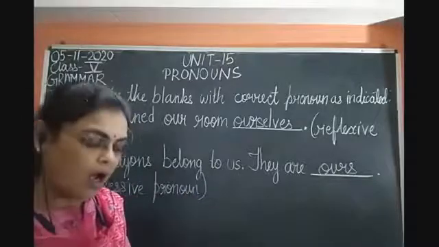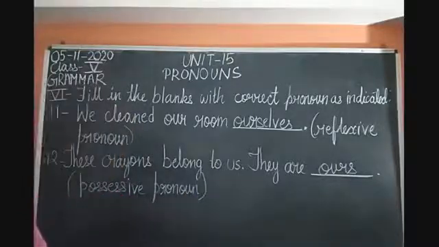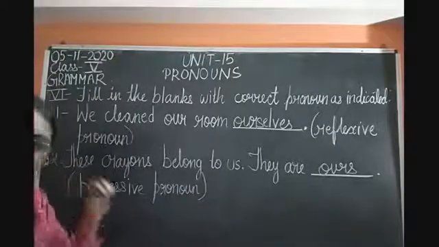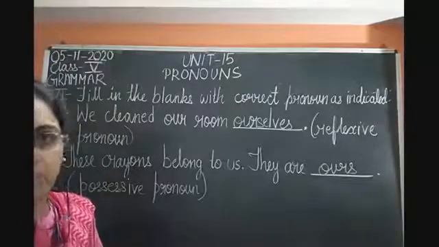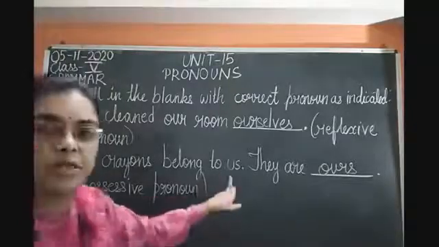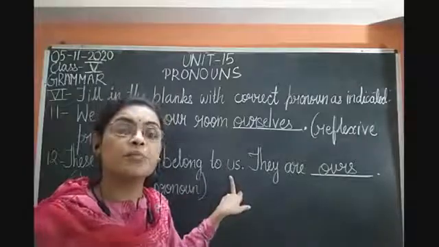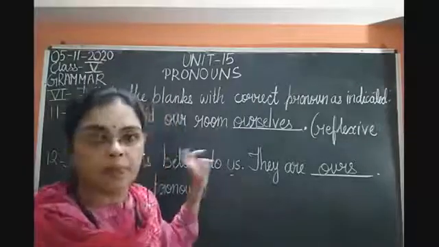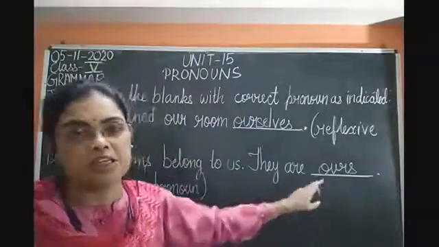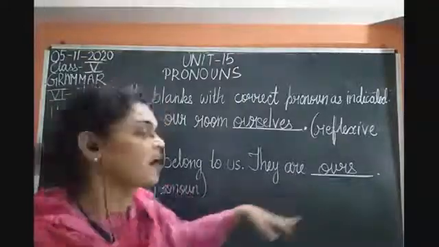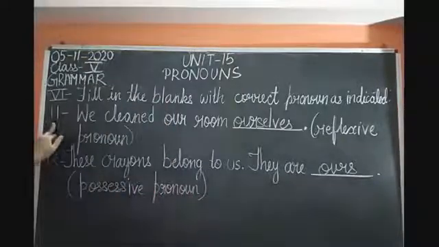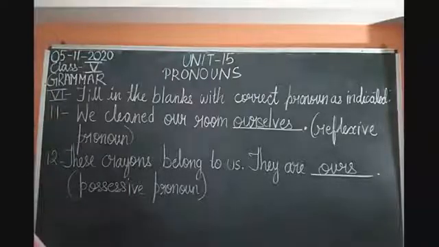They are ours. Fine. Please write fast, students. You have to learn the table. If you learn the table, your concept will be clear, that if the object pronoun for first person plural is us, the subject pronoun will be we and the possessive pronoun will be ours. Fine. So, the 11th sentence, students, once again we will revise the 11th and 12th sentence. Then I am going to erase and write the 13th one.